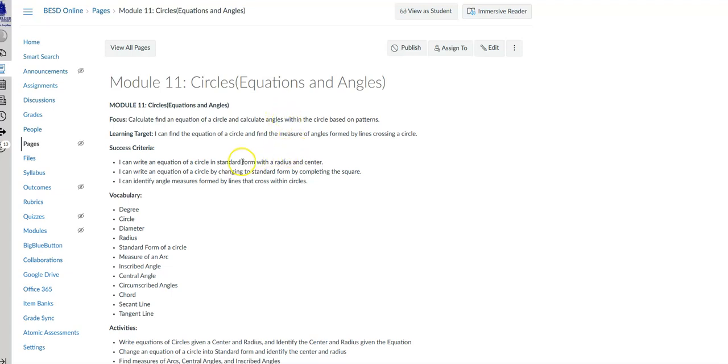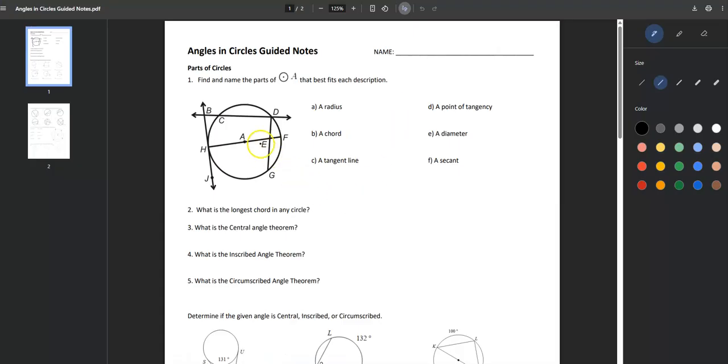Day 3 of Module 11 with circles. We're going to really focus on the angles part. So our learning target is to find a measure of angles formed by lines crossing in a circle. And so we're going to identify those angle measurements when those lines are crossing within and without the circle. That's our learning target here.